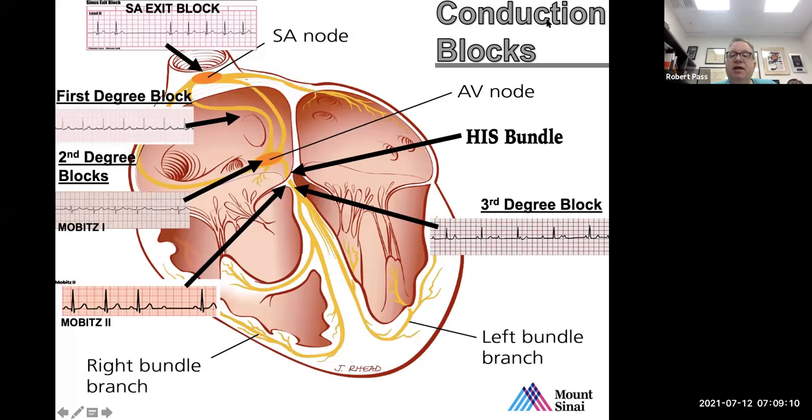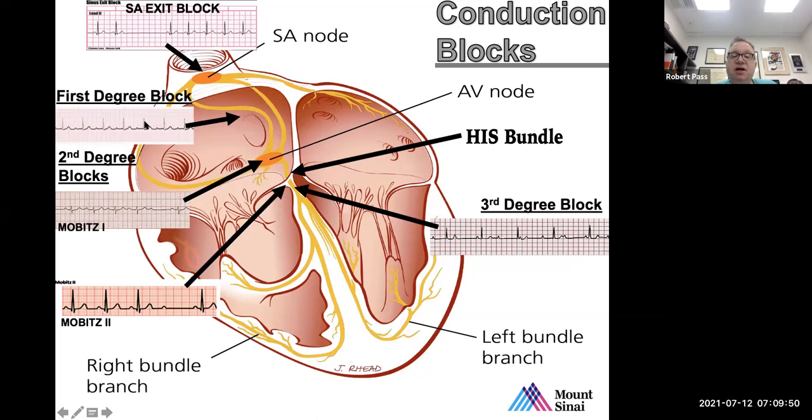Now, when we're getting beyond the area of the SA node and just thinking about block in general, I like to, again, in my mind, think about the heart from the top down. So we already talked about at the level of the sinus node, we have SA nodal block. In regards to conduction between the SA node and the AV node, one can have a first degree block. So you have all of these little bundles that can carry the electrical impulse from the SA node to the AV node, which can be disrupted during congenital heart surgery. An example would be, say, Bachmann's bundle.